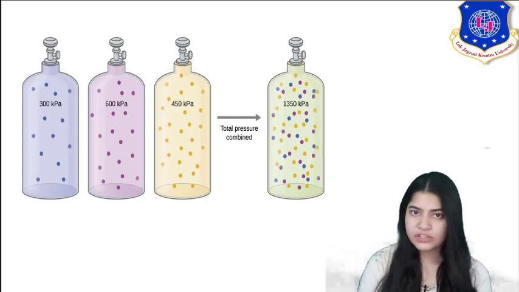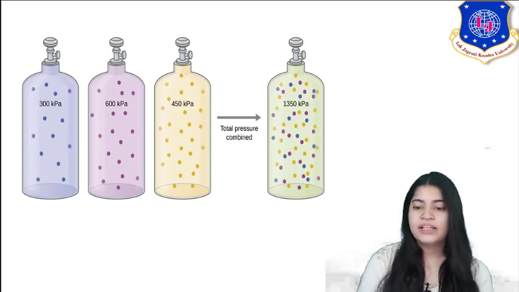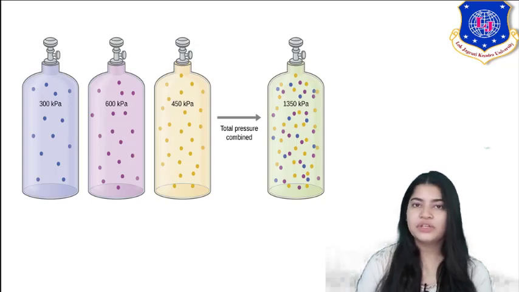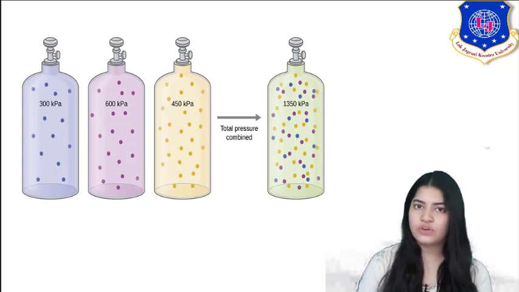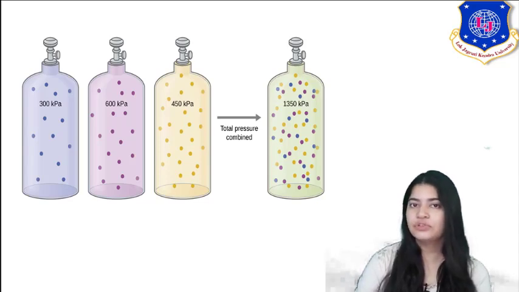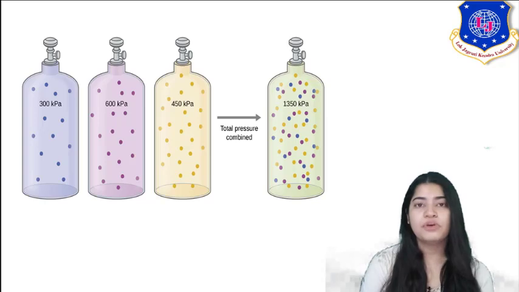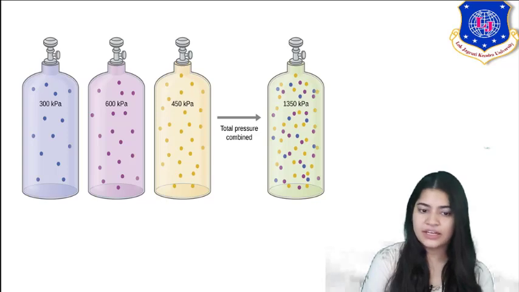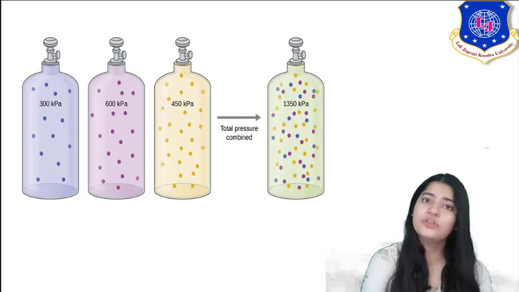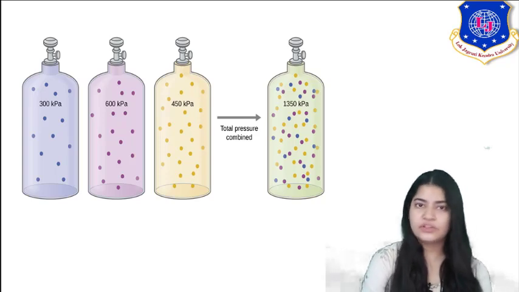At constant volume, if I separate the individual gases from the fourth cylinder, which contains all the gases, and place them in three different containers of the same volume as the total pressure container, then the blue container, which has pure A gas, is at 300 kilopascal. For that container, it is the total pressure.